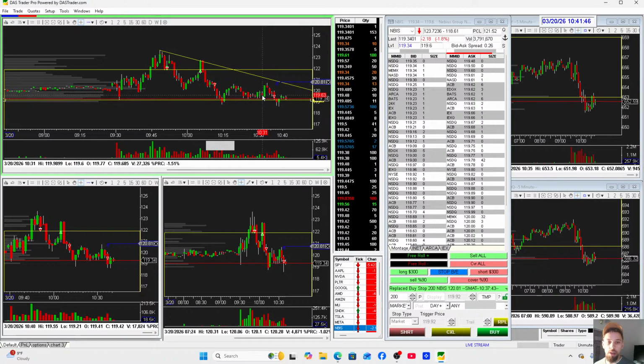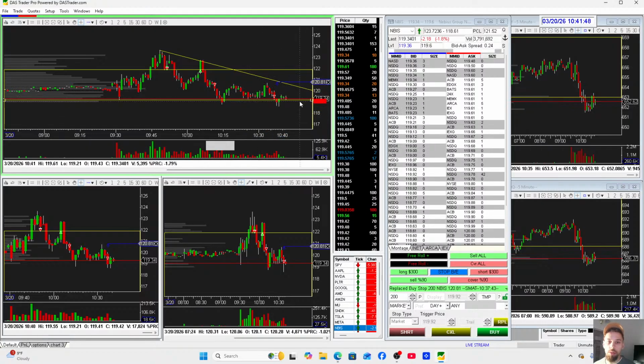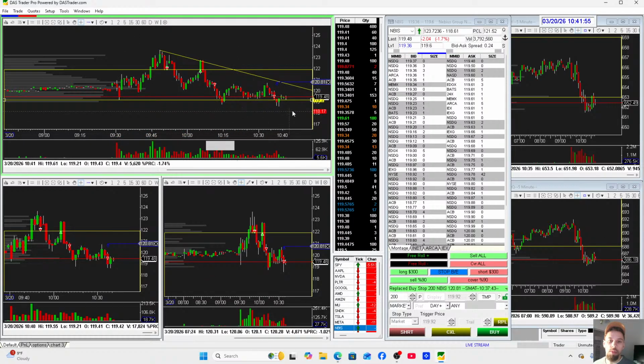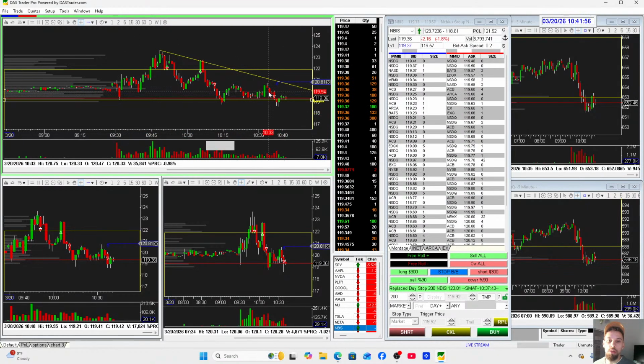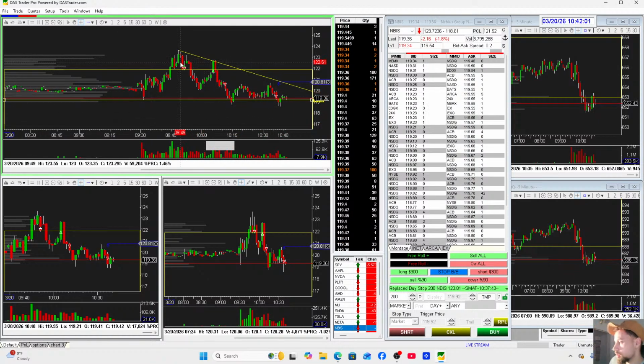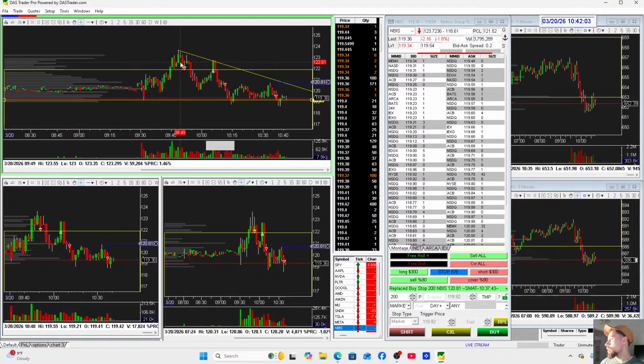The longs definitely don't want to lose this level. Big players are stepping in right here every time. They do not want to get squeezed out. That would not be good for them.